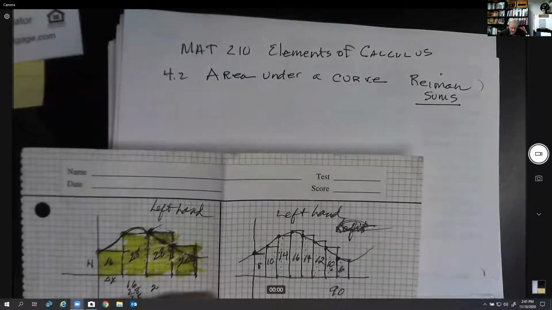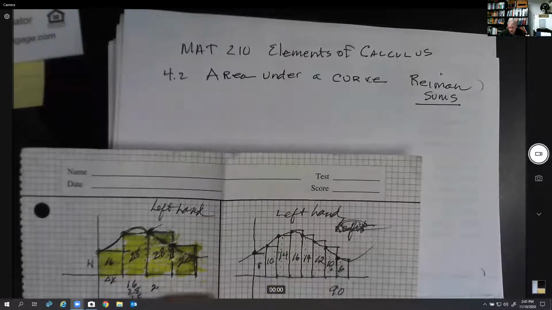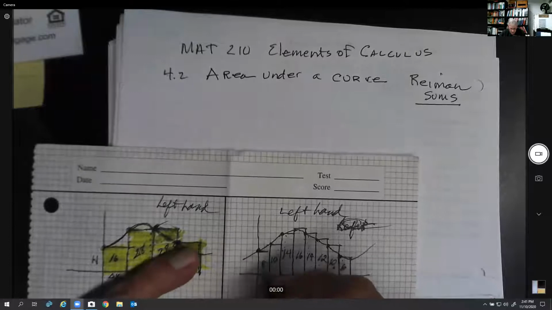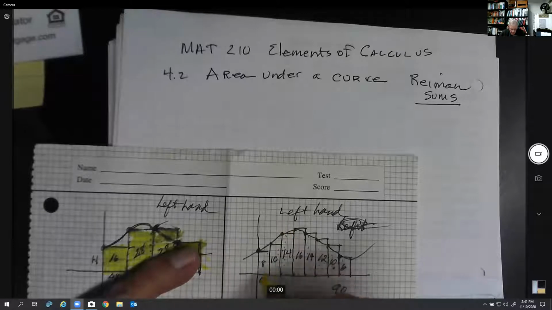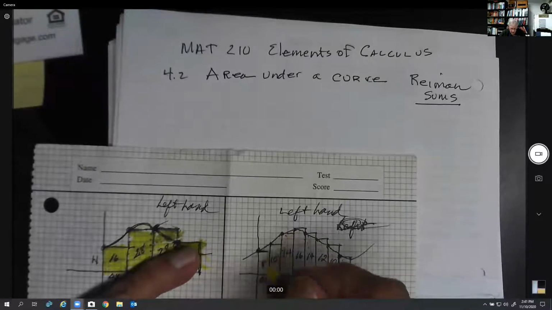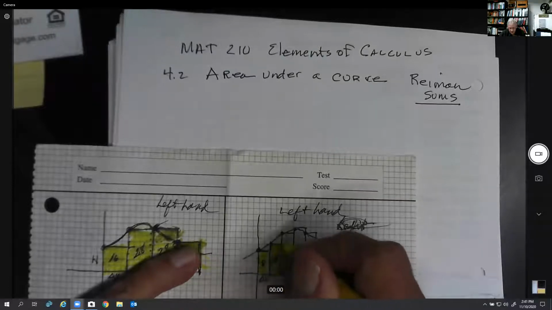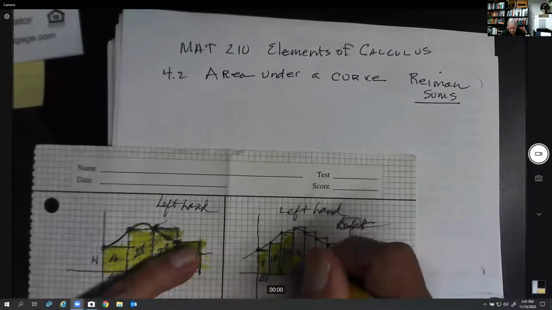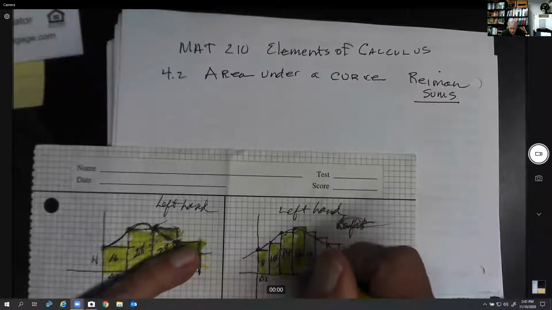And I did the same thing, only this time I split them in half. So I only went 2 units. Delta X, instead of being 4, is now 2 units, right? And I went up 4 units by 2 and 10 units. And this would be 5 by 2. This would be 7 by 2, 8 by 2, goes a little bit over.